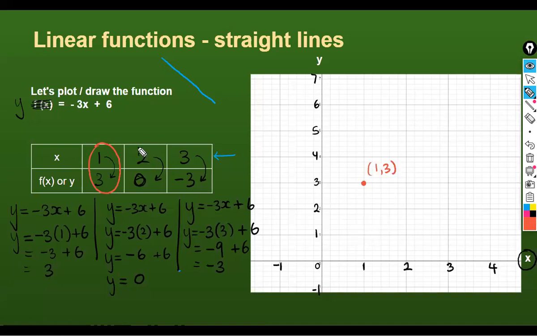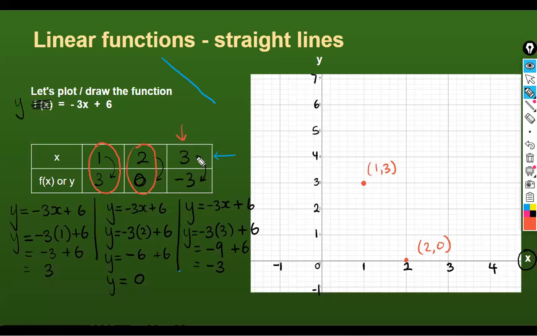The next point is (2, 0): 2 on the x, but 0 on the y. So you're not going up and you're not going down. This here is the point (2, 0). It's on the x-axis itself.